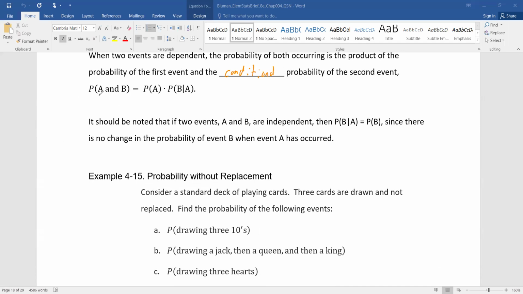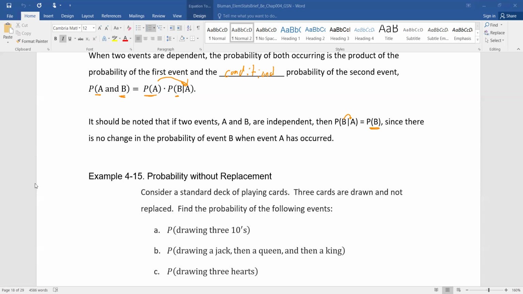So when I'm looking for the probability that A happens and B happens, really what I'm doing is finding the probability that A happened, and then I'm going to find the probability of B given A already happened. It should be noted, though, that if 2 events A and B are independent, the probability of B happening given A will actually be the same as the probability of B happening, since there is no change to the probability of event B when event A has occurred.